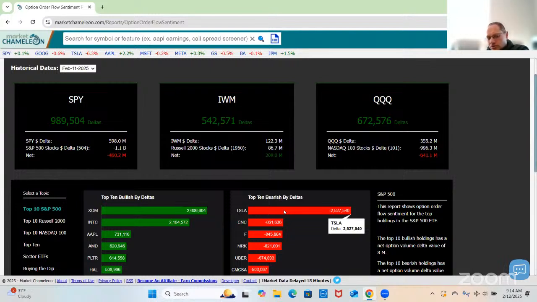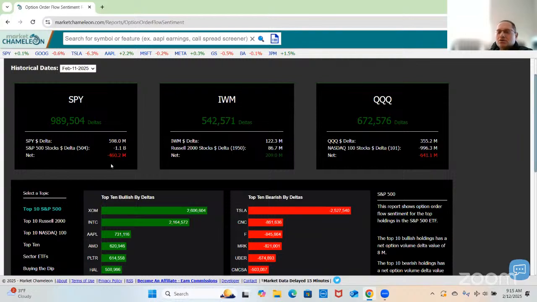So what we do here is convert that delta into a notional value. If I'm long a million deltas in a $10 stock, what does that represent versus a million deltas in a $500 stock? Then we get this notional value, delta times the stock. So this in SPY is now translated to $598 million worth in notional value.